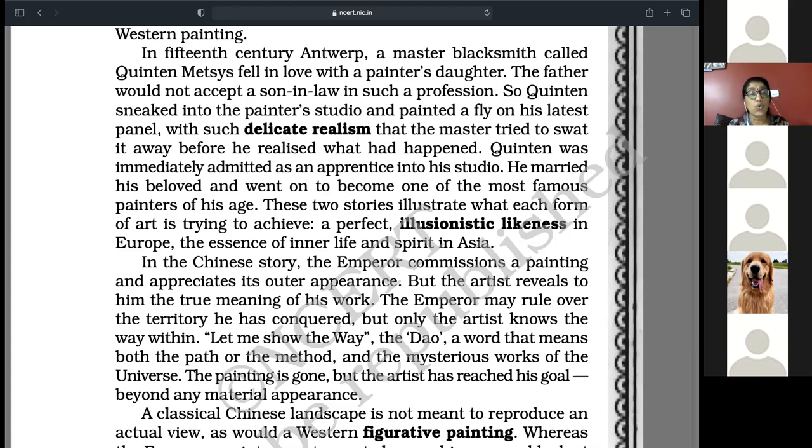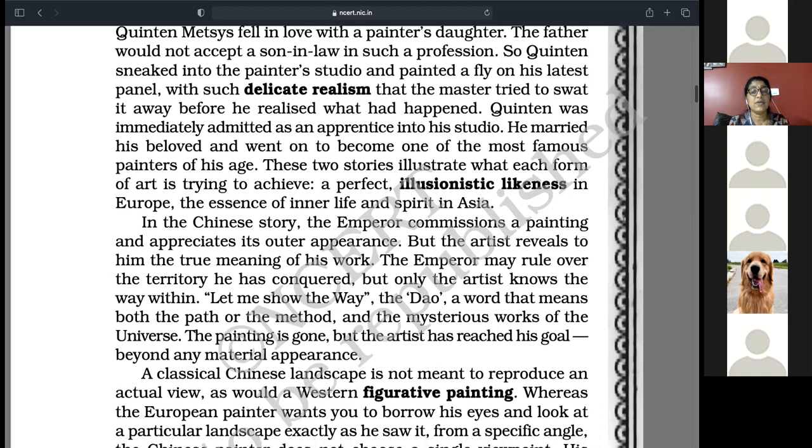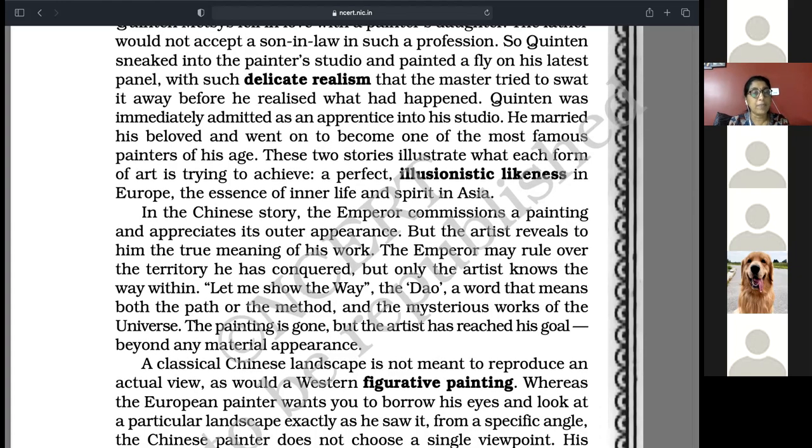Let me show the way. The Tao, it is written here, the artist knows the way within. Let me show the way, meaning I will show you. He wants to tell that. The Tao, a word that means both the path or the method and the mysterious works of the universe. The painting is gone, but the artist has reached his goal beyond any materialistic appearance.